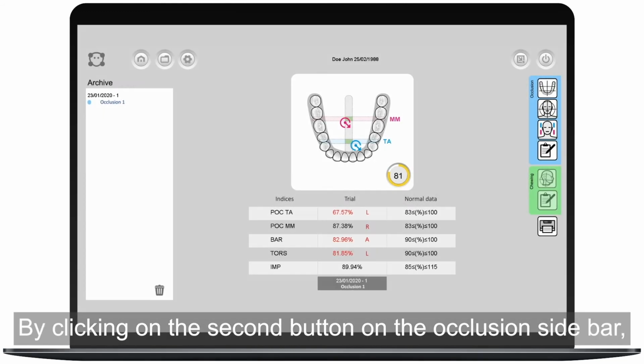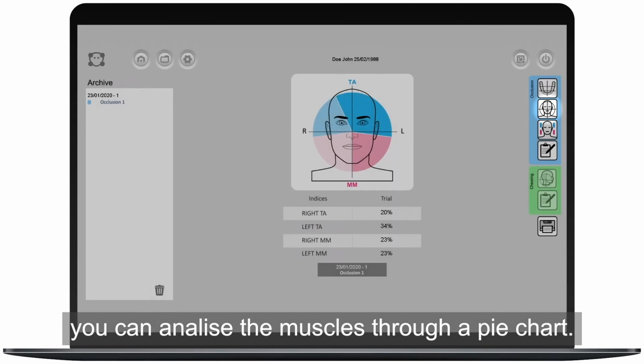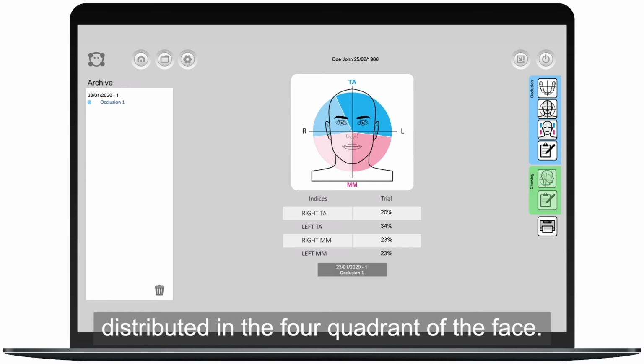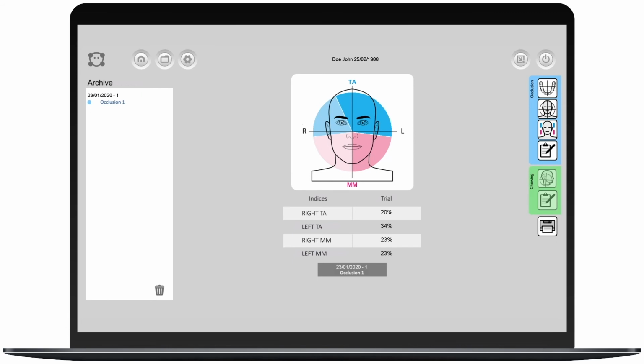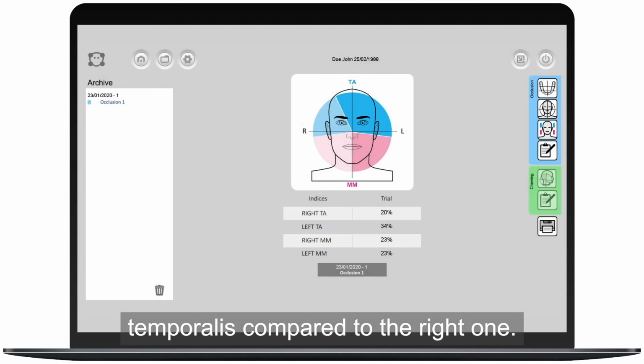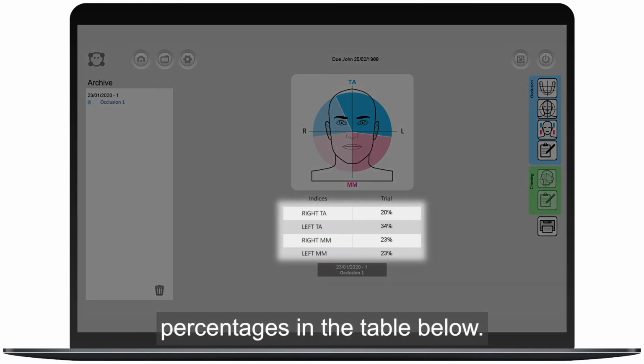By clicking on the second button on the occlusion sidebar, you can analyse the muscles through a pie chart. This pie chart allows us to assess the muscle activity distributed in the 4 quadrants of the face. In this specific case, there is a prevalence on the left temporalis compared to the right. It is also possible to check the percentages in the table below.